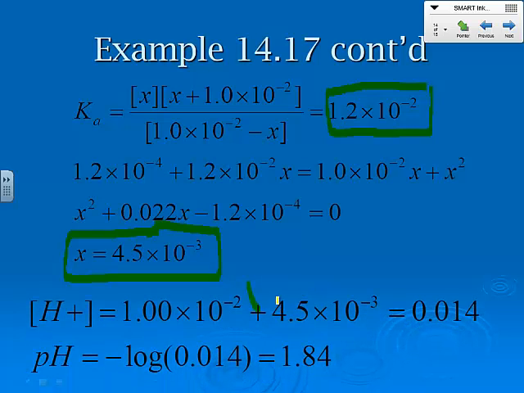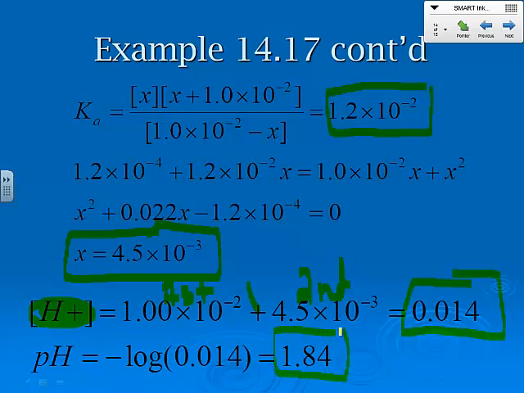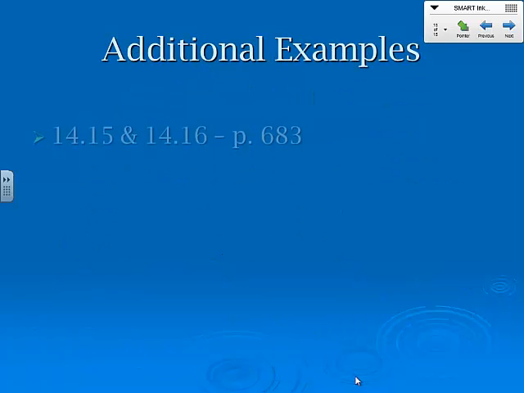So now, remember, to find the hydrogen ion, I have to add both of those together. I'm going to take 1.0 times 10 to the negative second, which was from the first dissociation, plus 4.5 times 10 to the negative third from the second dissociation. I'm going to get 0.014 for my total. My pH value then is going to be 1.84. And again, I'm pretty sure the reason they're limiting it to sig figs is because of the Ka and Kb values. Okay, so that's finding mixtures.